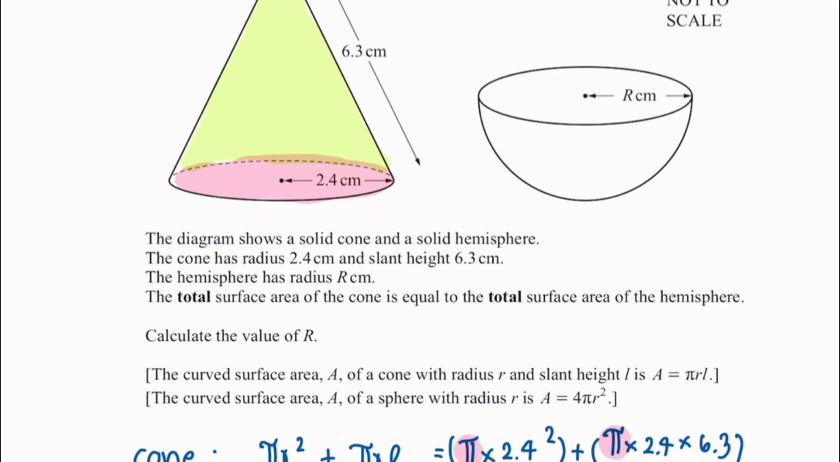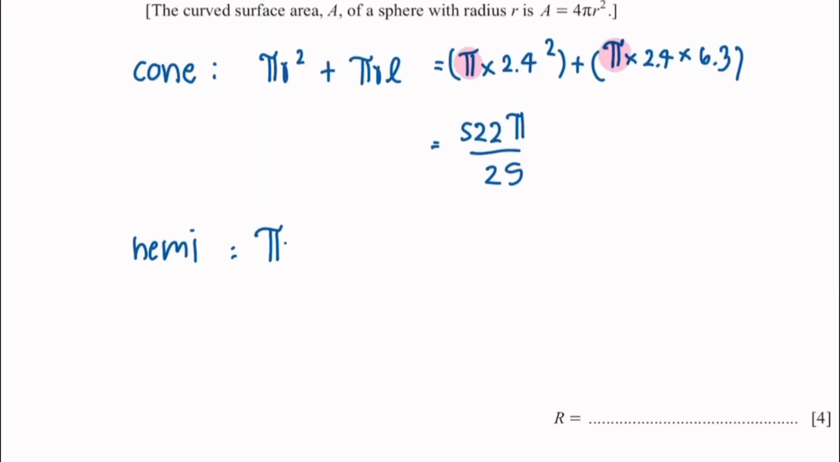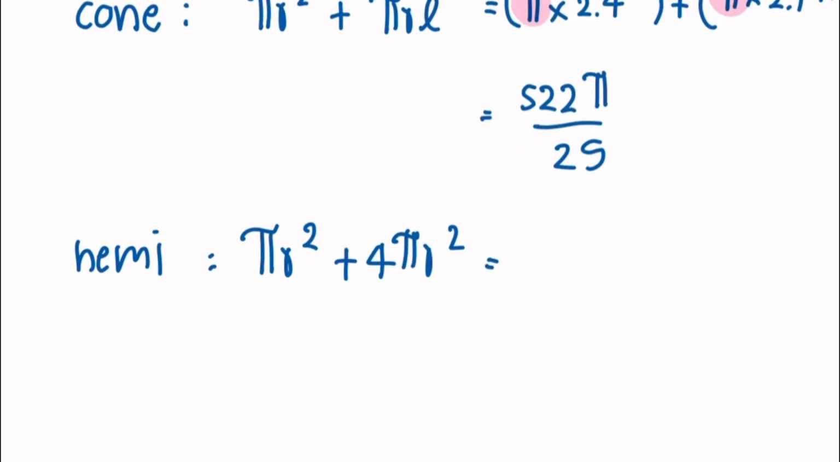And for the hemisphere, you have to calculate the area of a circle in this and its curved surface area, which is this. Pi r squared is the circle area plus its curved surface area, which is 4 pi r squared. Although I prefer to write the r as this r, so you will not be confused.